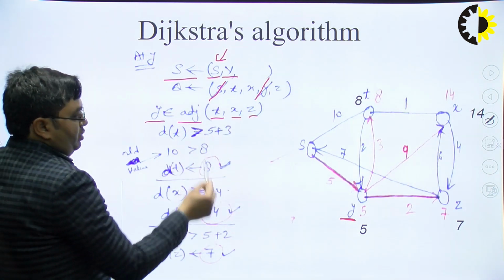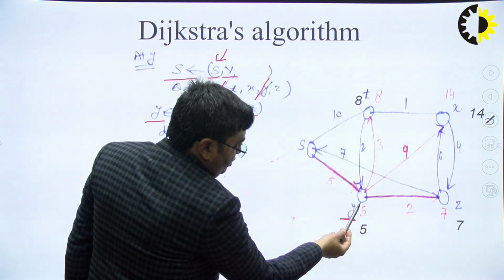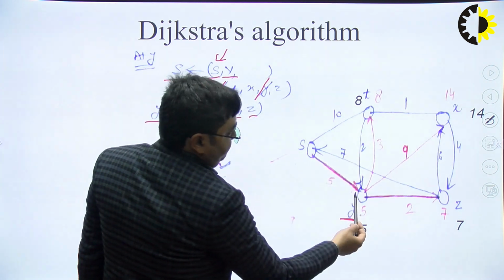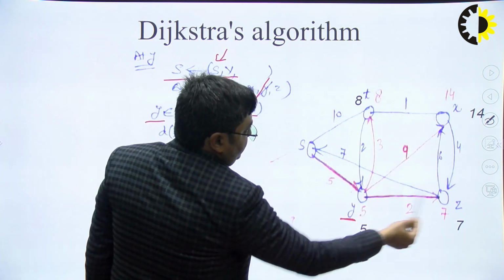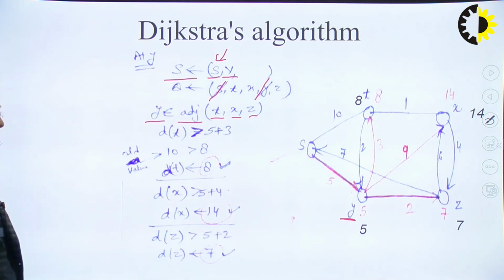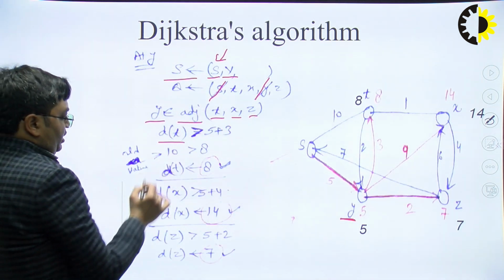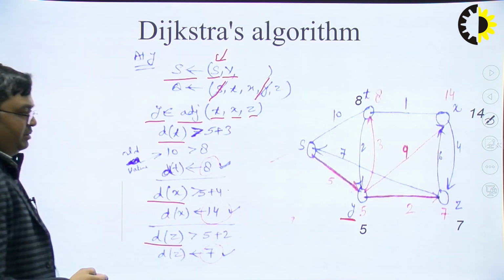Then we have the adjacent nodes of y, which are t, x, and z. It means here we have to calculate three things: dt, dx and dz.